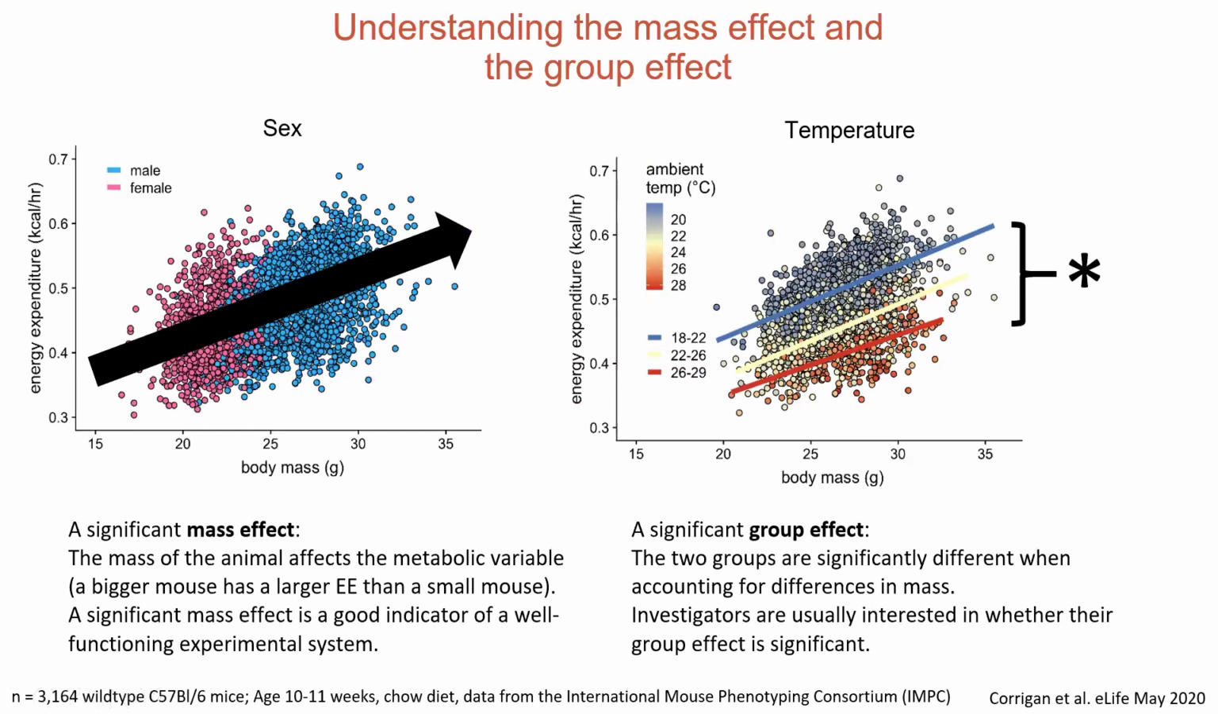So this is what the mass effect looks like if you look at 3,000 animals. This is a highly significant mass effect where the larger animals have a greater energy expenditure than the smaller animals. And it tells you the relative quality of the experiment. Over here, a group effect is an example of how these mice kept at colder temperature are significantly different from the mice kept at a warmer temperature here. And so that's what people are generally interested in. Are my groups different from one another?